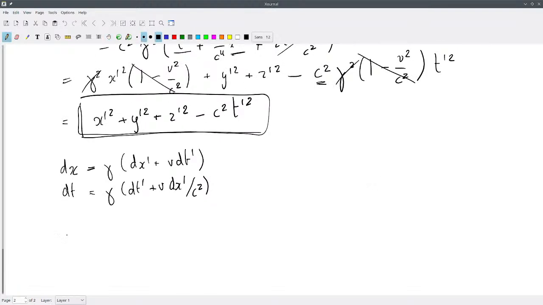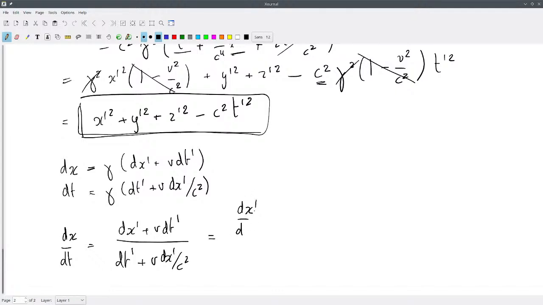So from that now we can calculate dx dt by dividing those two by each other, and the gammas are of course going to cancel out, so we're going to get dx prime plus v dt prime over dt prime plus v dx prime over c squared. And if we divide the numerator and the denominator both by dt prime, we find dx prime dt prime plus v over 1 plus v over c squared dx prime dt prime.